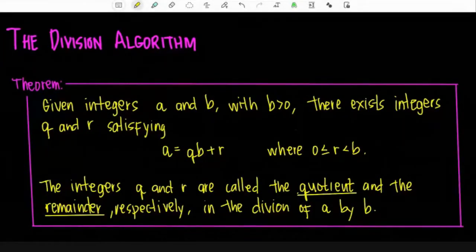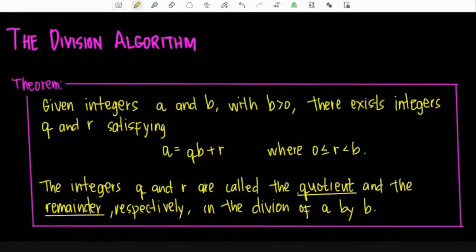So given integers a and b with b greater than 0, there exist integers q and r satisfying a equals qb plus r, where r is between 0 and b. It can be equal to 0 but strictly less than b. The integers q and r are called the quotient and remainder respectively. Kaya very convenient that we call the numbers q and r respectively. And this is the result when we do the division of a by b.